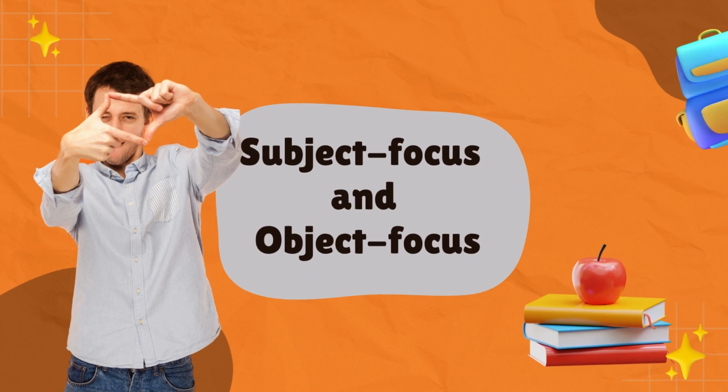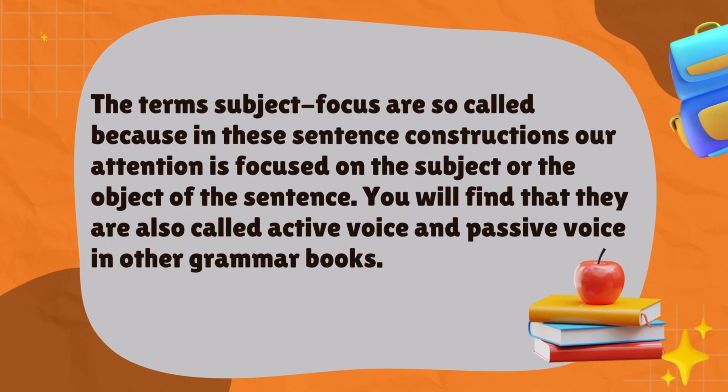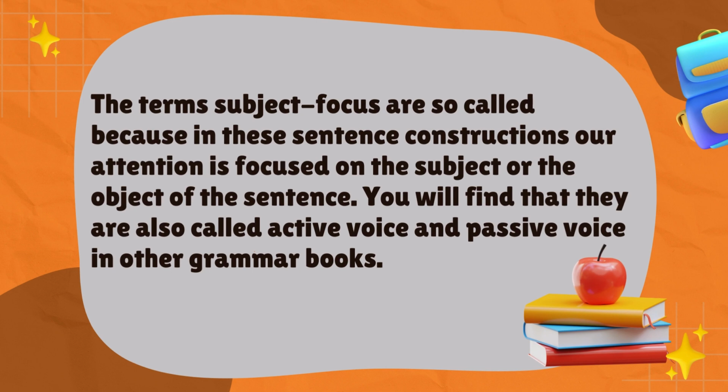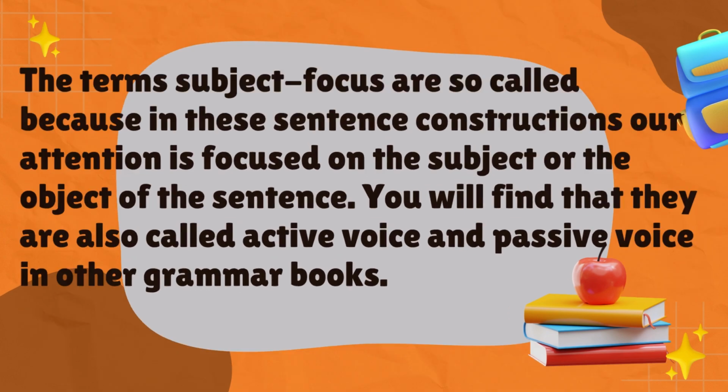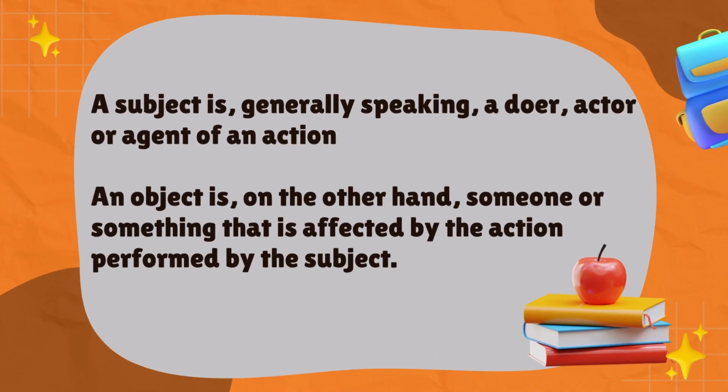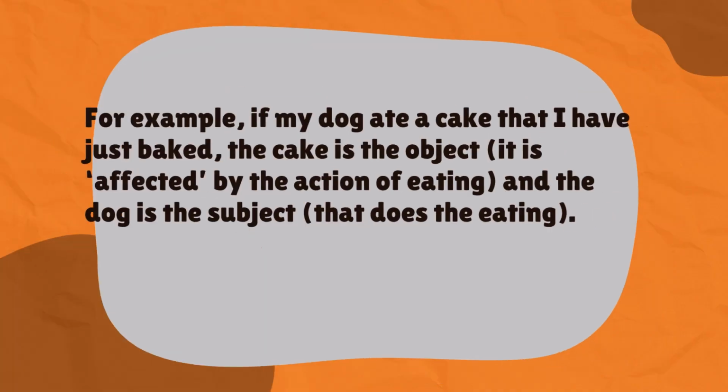Subject focus and object focus. The terms subject focus and object focus are so called because in these sentence constructions our attention is focused on the subject or the object of the sentence. You will find that they are also called active voice and passive voice in other grammar books. A subject is, generally speaking, a doer, actor or agent of an action. An object is, on the other hand, someone or something that is affected by the action performed by the subject.